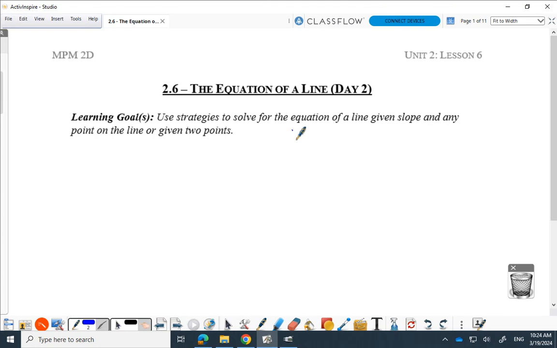Of a line, day 2. Now, at the start of the chapter, I said, watch out for this chapter. It gets troublesome. And maybe, at this point, you don't believe me. You're like, I don't know. I didn't find this too bad so far. Well, here it is. Here's where the hammer drops.